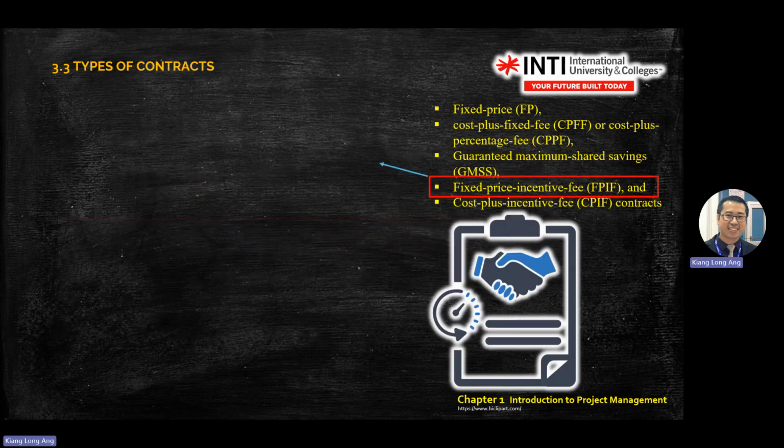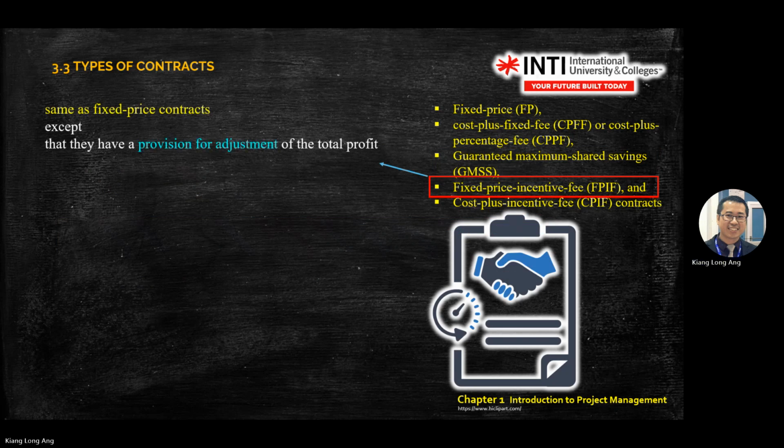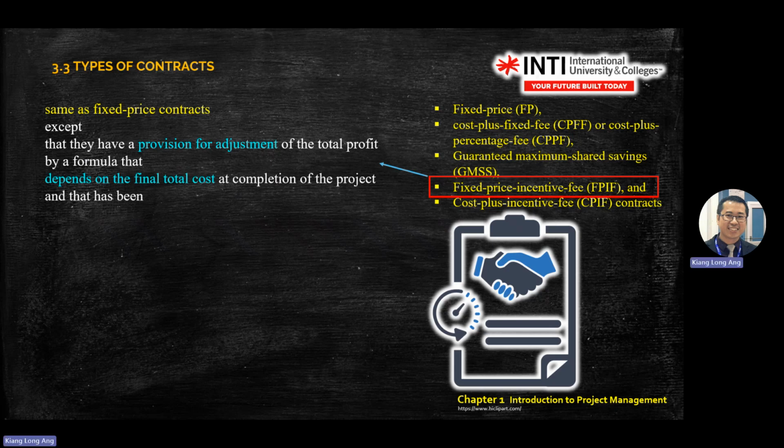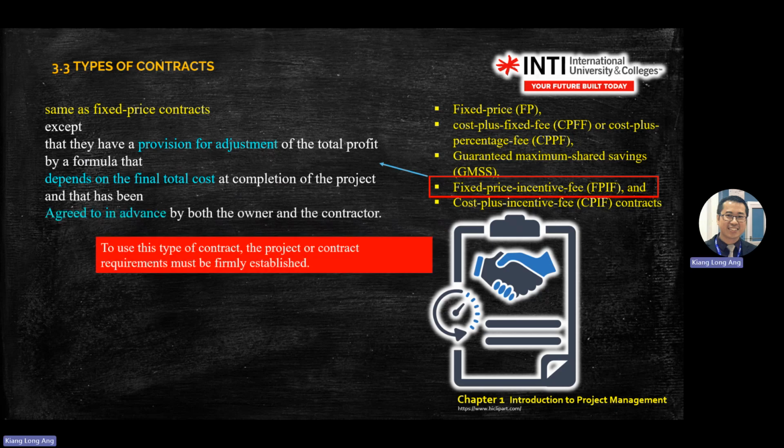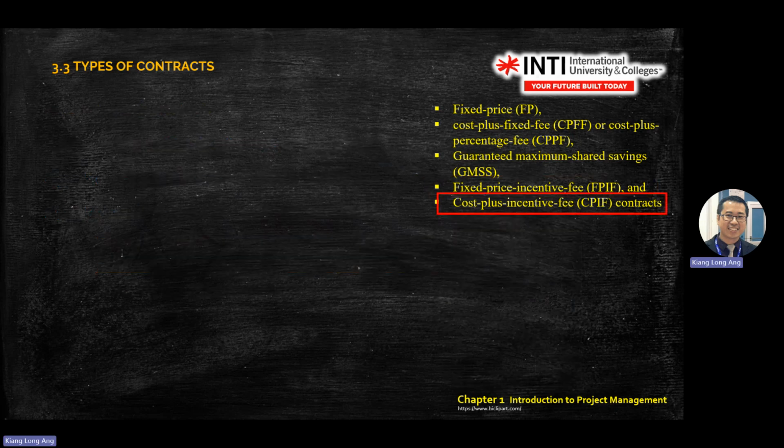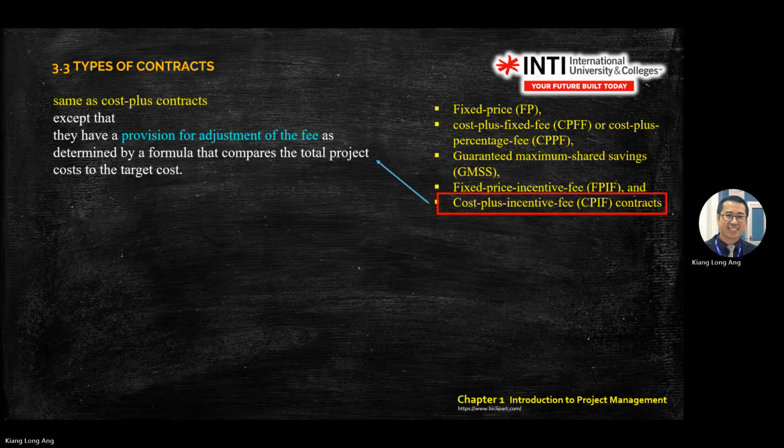The fourth one, fixed price incentive fee. It's the same as the first one, but there is a clause there that you can make an adjustment to the total profit. This is the adjustment that you can make to the profit. Okay, so this one you read. The last one is CPIF. CPIF is the same as a cost plus contract, which is the second one, plus they have an adjustment of fee by a certain formula.